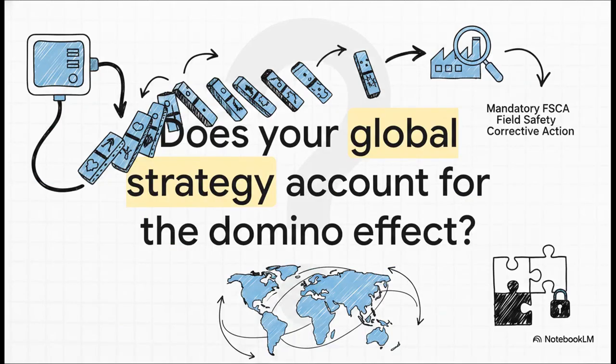To wrap things up, I want to leave you with a bit of a warning directly from the source material. Do not manage your compliance in regional silos. If you do a so-called voluntary correction over in the US for a software bug, and that exact same vulnerability exists in your European units, well, you've just automatically triggered a mandatory FSCA in the EU. So ask yourself, does your organization's global strategy actually account for this domino effect? It's a complex puzzle for sure, but understanding this structured playbook is your absolute best defense.